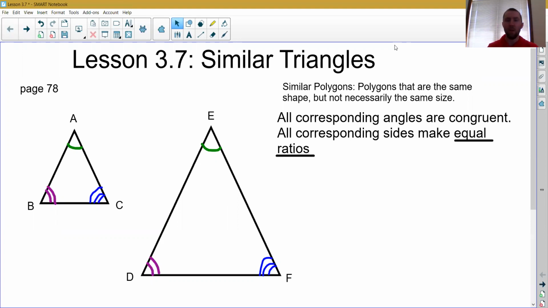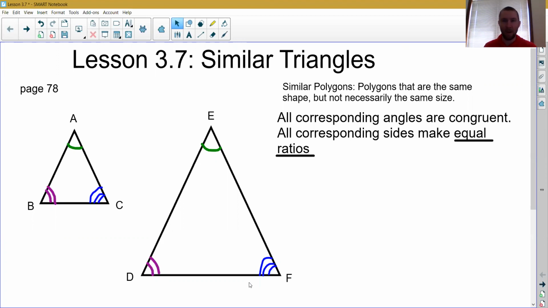In our last video we got introduced to the idea of polygons or shapes being similar, what that might mean, what that requires of the shapes. The two things that we talked about are that when we have similar polygons, specifically in this chapter similar triangles, all the corresponding angles need to be congruent, which we can see here, A, E, B, D, C, F. And also all corresponding sides need to make equal ratios. That's what we're going to talk about more in this video: what do we mean by the corresponding sides making equal ratios?